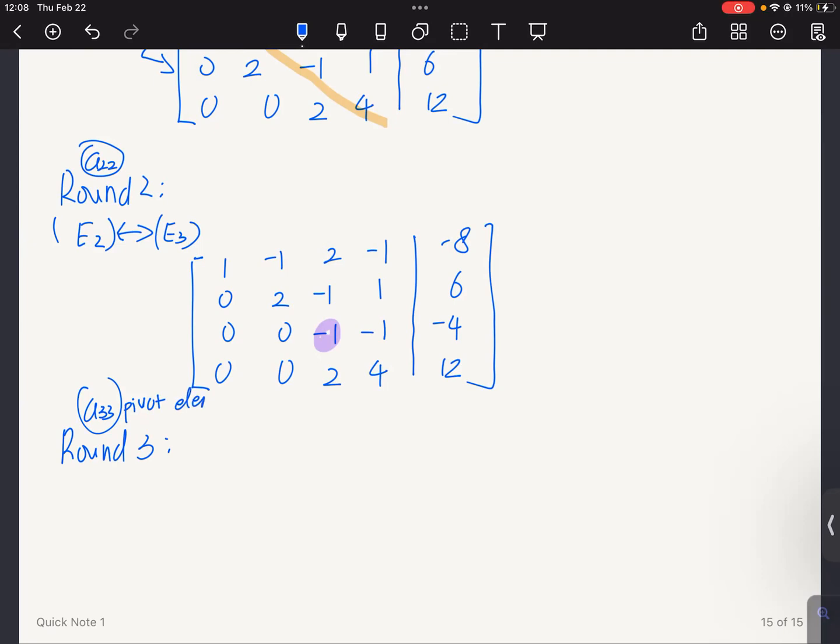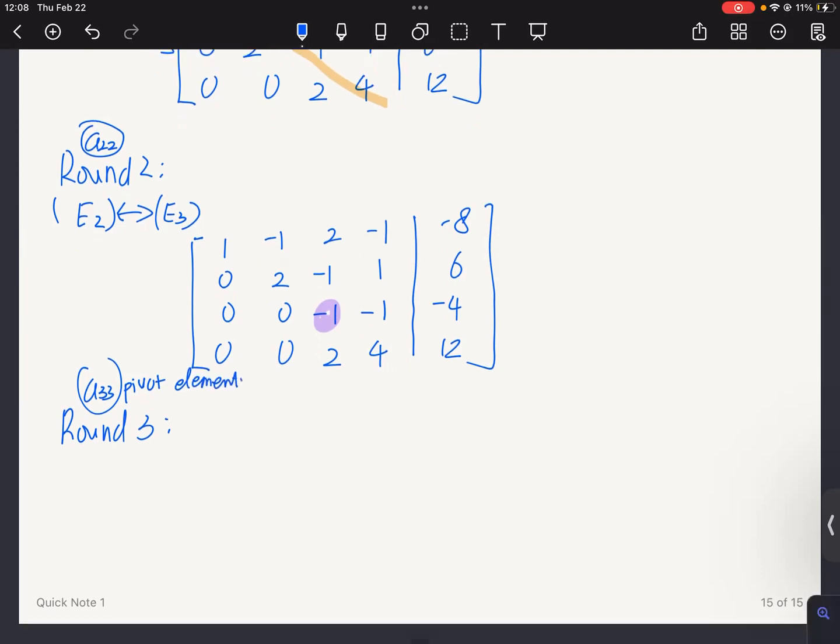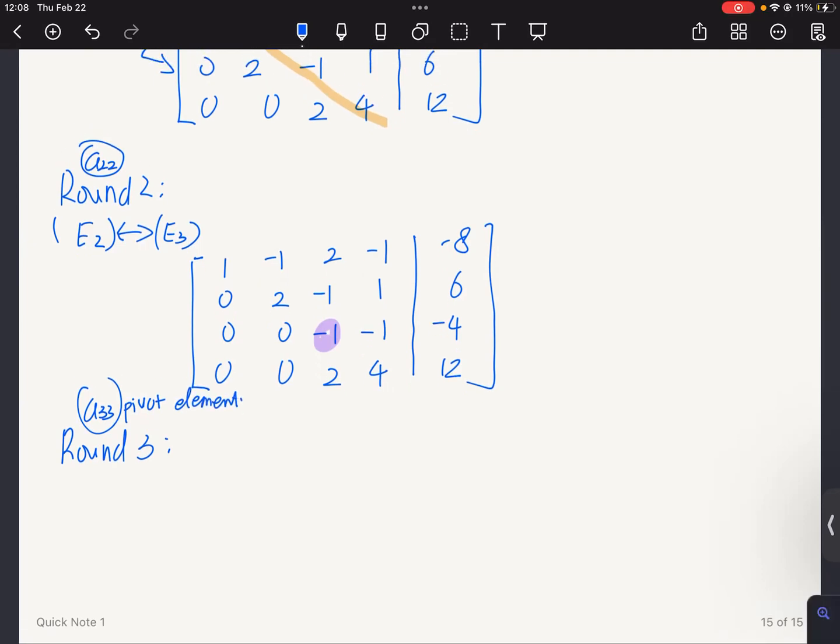P-I-V-O-T. We call this the pivot element. And we are going to use the pivot element to eliminate the component below it in the column. So we are going to update row 4. The format of that should be row 4, and then subtract a coefficient times the pivot element's row.